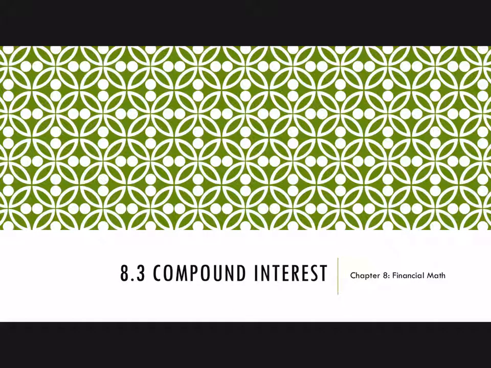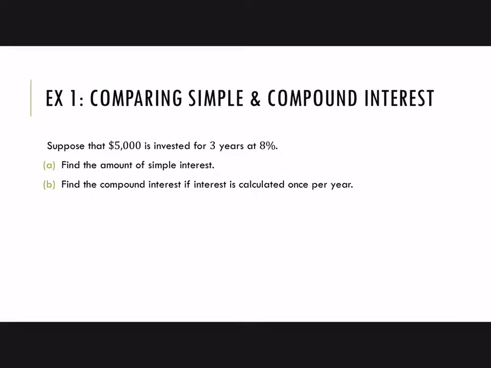In this video, we'll talk about compound interest and compare with simple interest. Compound interest is the type of interest that's earned from savings accounts and annuities, and it's also the type of interest that is charged for credit cards. So first, let's look at an example and compare these two.